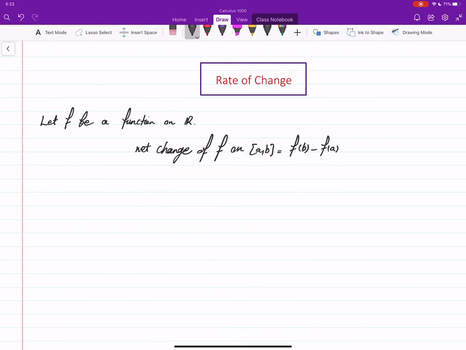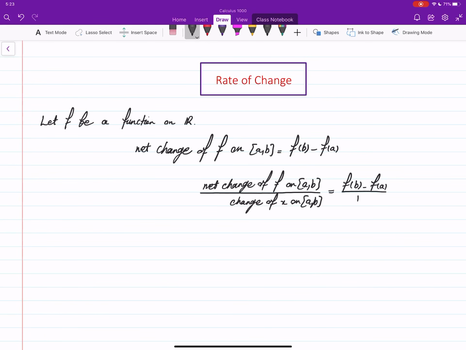That's why we sometimes like to study net change of the function on the given interval over the change of x, or change of the variable, let's say x or t, on the interval AB. So basically we find the ratio of the change of the function to the change of the independent variable. In other words, we have f(b) minus f(a) over the change of x from a to b, which is b minus a. This has more information in it than just net change of the function. And that's why we have a name for that.